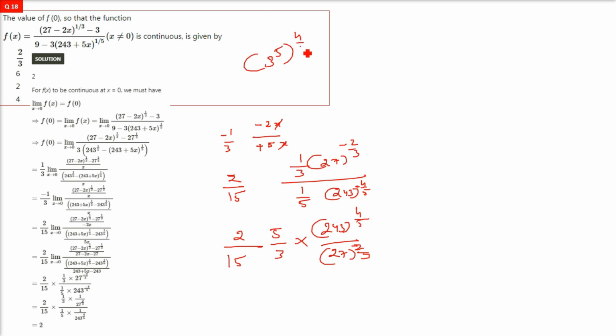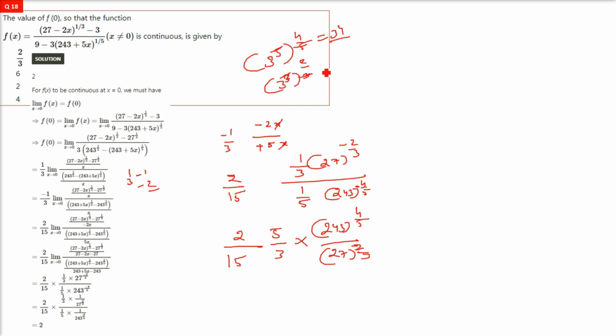Now you got 4 by 5. What is 243? 3 to the power 5. 5 gets cancelled, you get 3 to the power 4. And this 27 to the power 2 by 3, 27 is 3 cube, sorry. So 3 cube, this 3 gets cancelled and you have a 3 square only remaining. So you have 3 raised power 4 divided by 3 raised power 2. So that is 3 into 3 into 3 into 3, and in the denominator you have 3 into 3. So 2 threes cancel, you will get a 9 in the numerator for this.